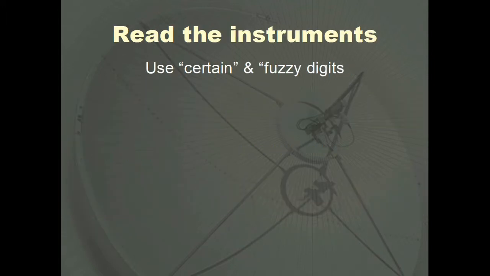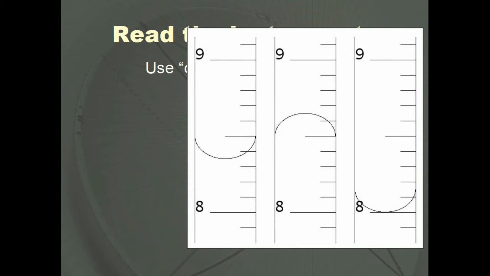Well, there are some more instruments we can read. Let's read the certain and the fuzzy digits of the following. Here are some graduated cylinders with some liquid in them. You know that you read the graduated cylinder at the curve of the meniscus, like right here. Which number would you record? Which numbers are certain, and which ones do you have to guess? Well, I would write down 8.35.